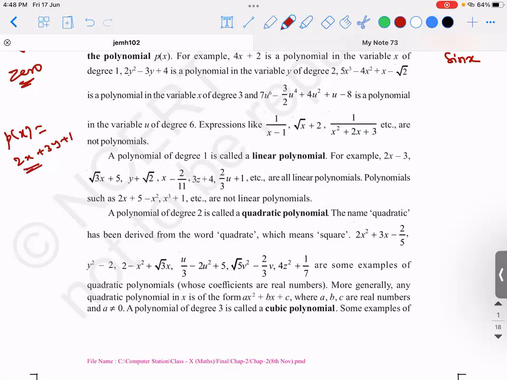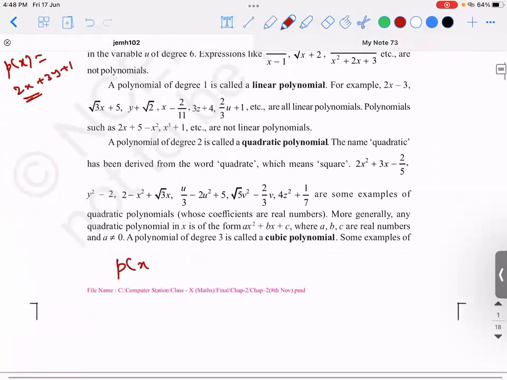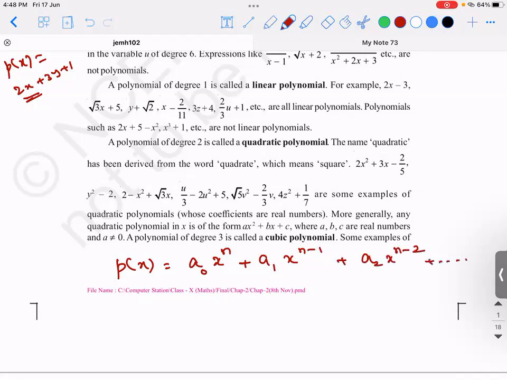Okay. And if you take the general expression of a polynomial, how is it written? What is the general expression of a polynomial? You write it as a naught x power n plus a1 x power n minus 1, one degree less, plus a2 x power n minus 2, plus so on till the last number, which you can write as a constant. You know this, right? You don't know this? Okay, then please make a note of this. I thought you already learned it.